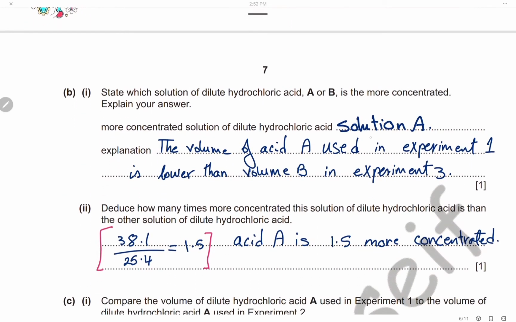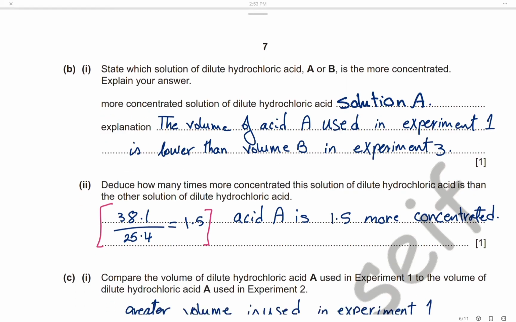That means solution A, or acid A, is more concentrated because the volume of acid A used in experiment 1 is lower or smaller than the volume of acid B used in experiment 3. That means solution A is more concentrated.